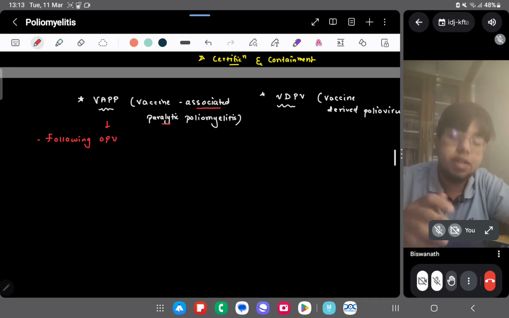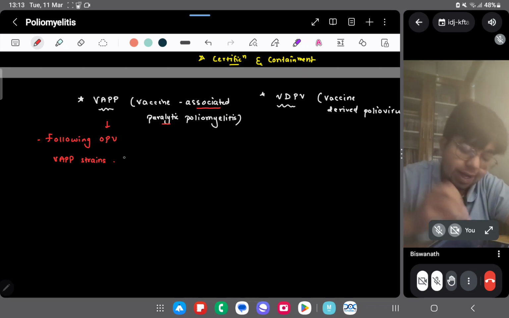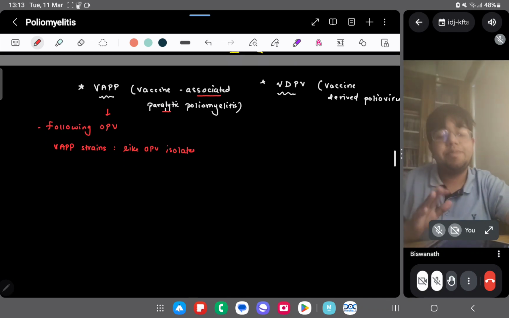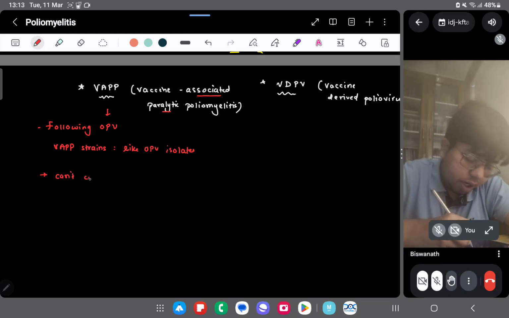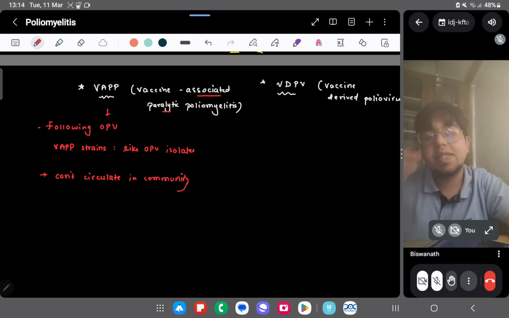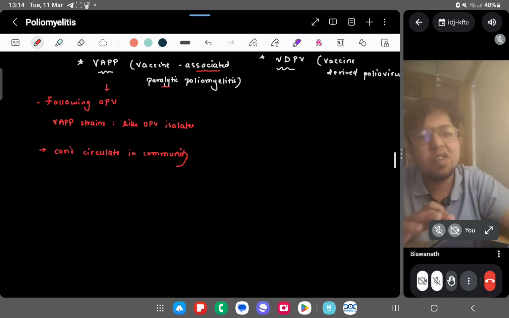Okay, and these are the strains. VAPP strains are also OPV isolates, right? But these strains can't circulate in the community. These are not much dangerous. They can't circulate in the community, but they can cause sporadic outbreaks and secondary outbreaks. Okay, so this is the thing. It's not that dangerous.